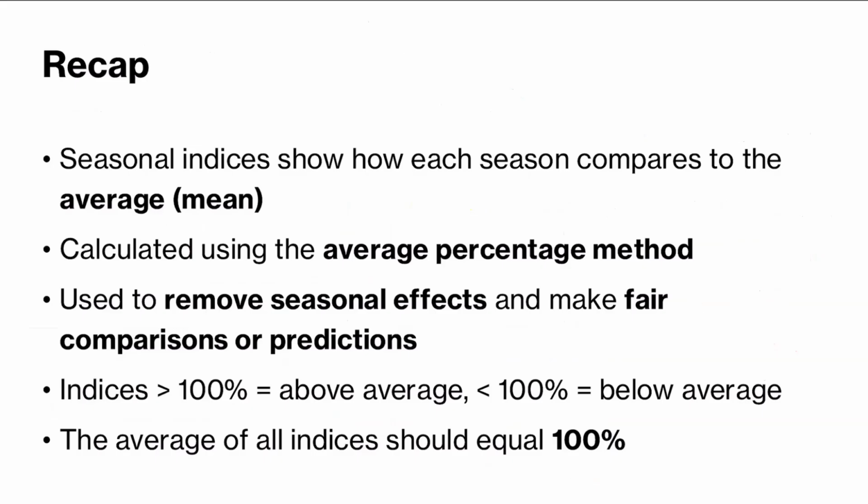Let's recap. Seasonal indices show how each period compares to the average. Seasonal indices are calculated using the average percentage method. We remove seasonal effects using seasonal indices, and this helps us make fair comparisons or predictions. Indices greater than 1 or 100% are above average, below 1 or 100% are below average. The average of all indices should equal 100%.